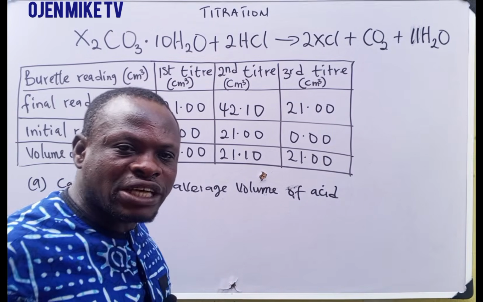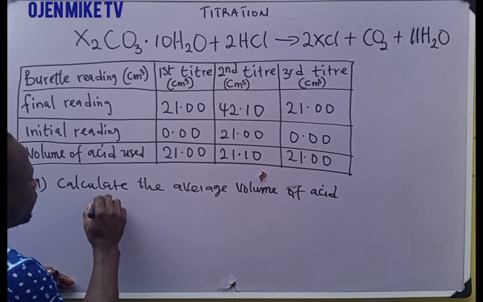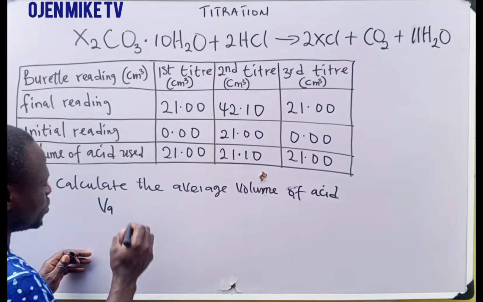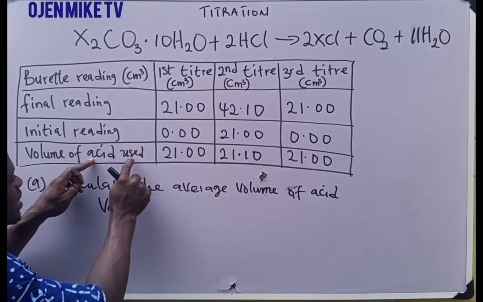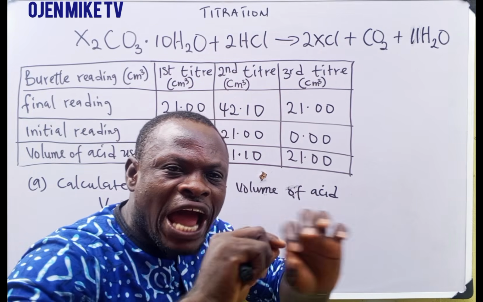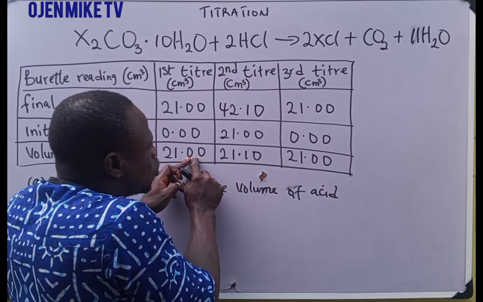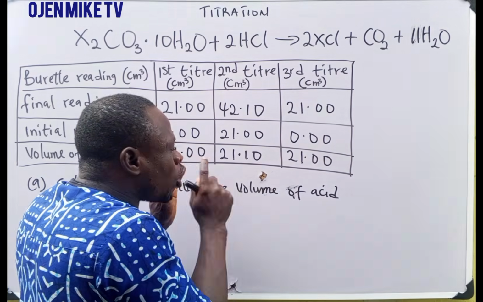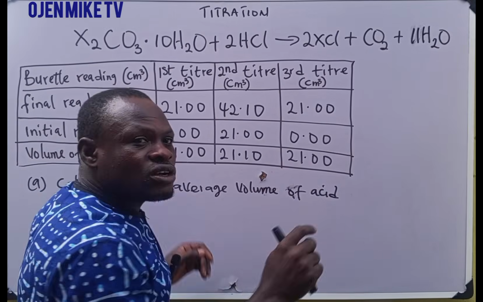The average volume of acid. Now, how do you calculate the average volume of acid? You are going to say that the average volume of acid, VA, is equal to... look at the volume of acid here. You are going to take the titers. Remember, always take the ones that are concordant, that are the same. Look, this one and this one are the same. You can decide to take the three, but I will always advise students to take the ones that are the same.